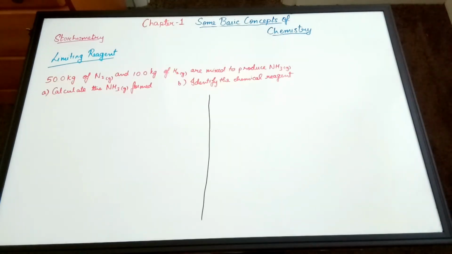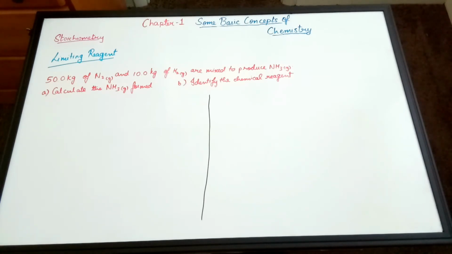Okay, let's do a problem for limiting reagent. 50 kilograms of nitrogen and 10 kilograms of hydrogen are mixed to produce ammonia. Now we need to calculate the ammonia formed and we also need to identify the limiting reagent. So we need to calculate the mass of ammonia formed.